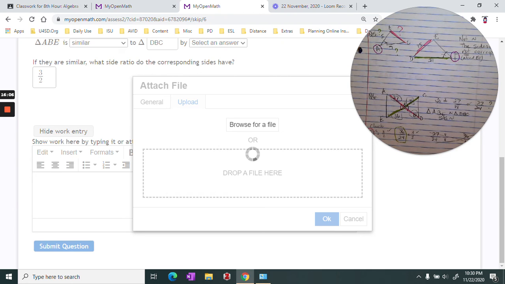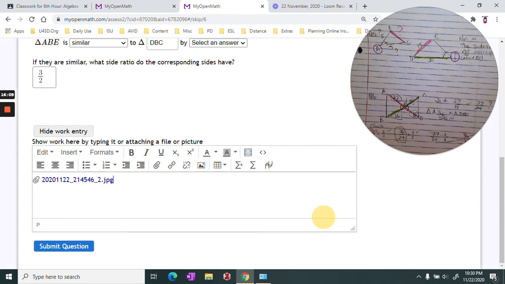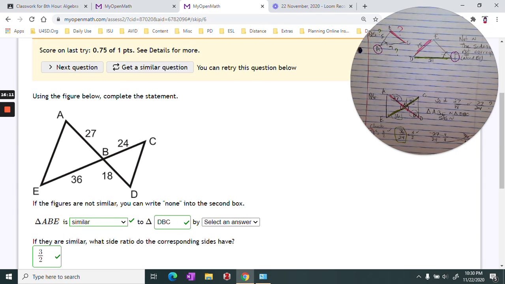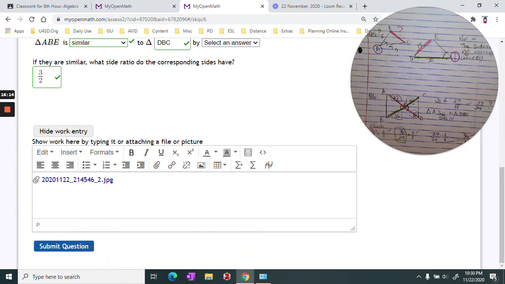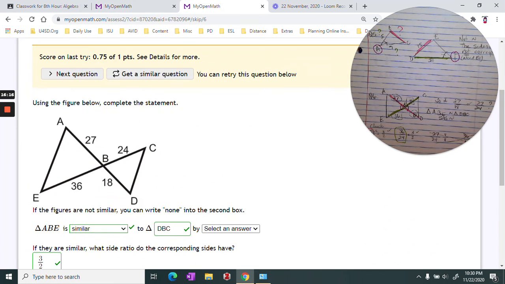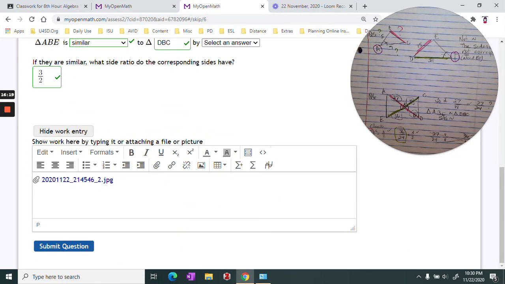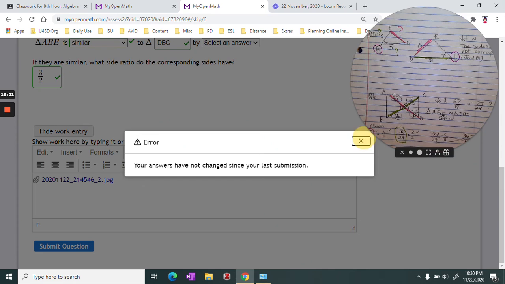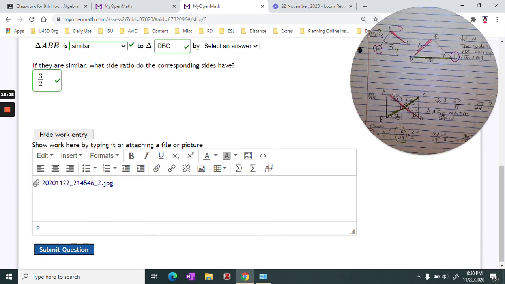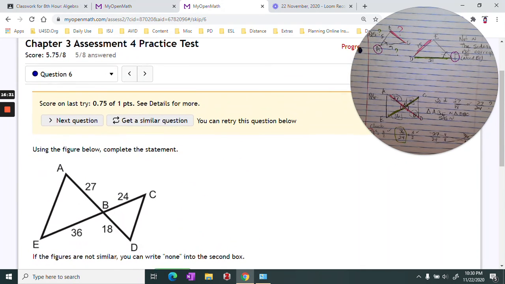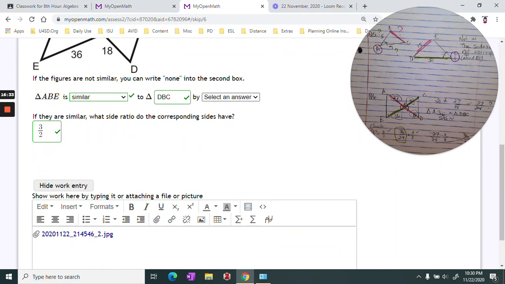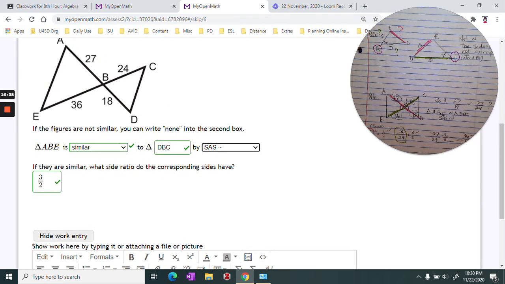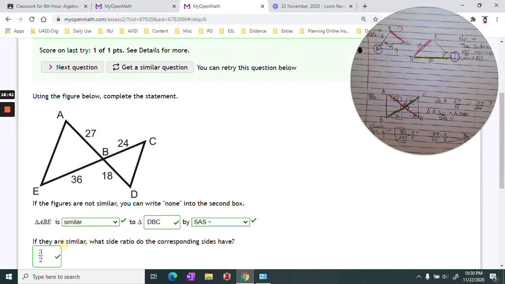Okay, come on, computer. There we go. And submit. Oh, I think I did that already. Submit. What does it say I got wrong? Okay. So maybe this is one. Oh, I missed this. Side angle, side similarity. There we go. Now I'm going to submit.